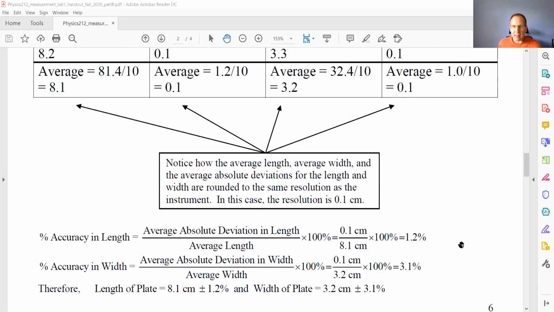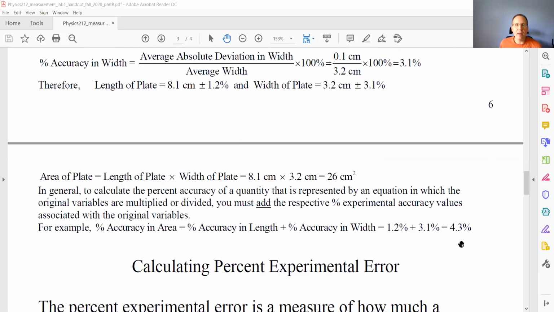Okay, now the next thing that you might want to do is compute the area of this rectangular plate. We know the length, we know the width, right? We have the average length, we have the average width. So we know the area of a rectangle is length times width. So I can take my average length value times my average width value and multiply them together. In this case, I get 26. And then of course, centimeters times centimeters gives me units of centimeters squared. So my area of the plate would be 26 centimeters squared.